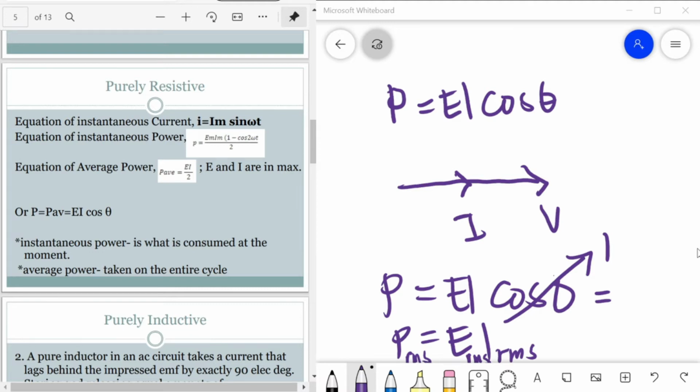The equation of average power is P average equal to EI over 2, where E and I are in maximum. Or the power is equal to EI cosine theta. So, instantaneous power is what is consumed at the moment, and average power is the power taken over the entire cycle.